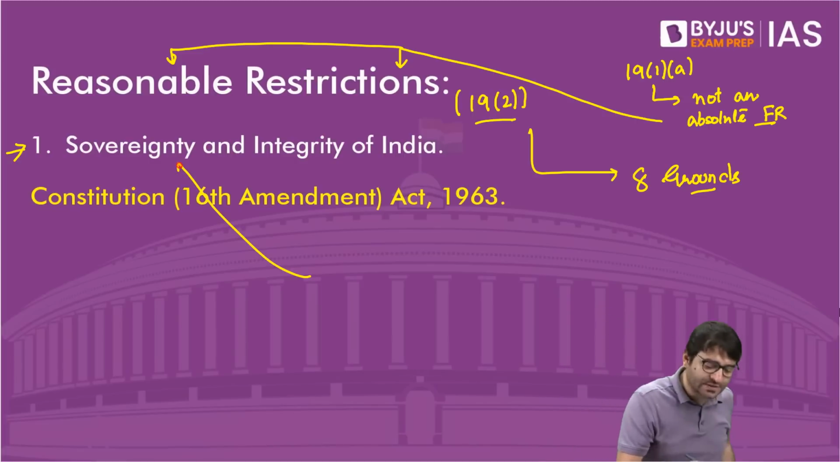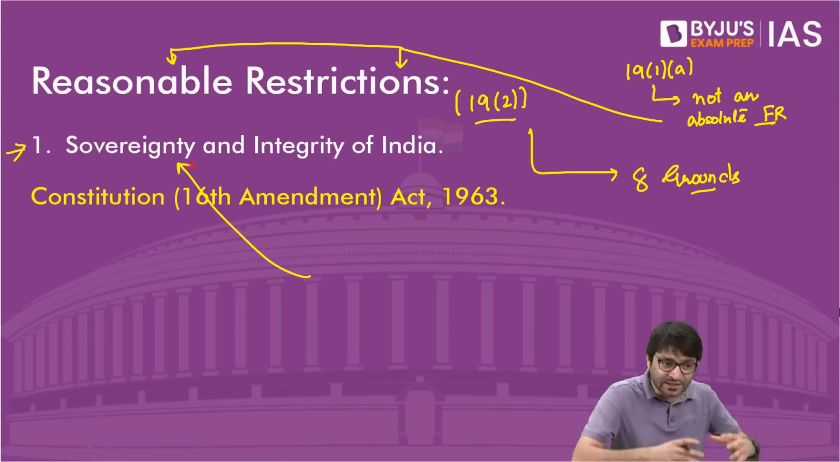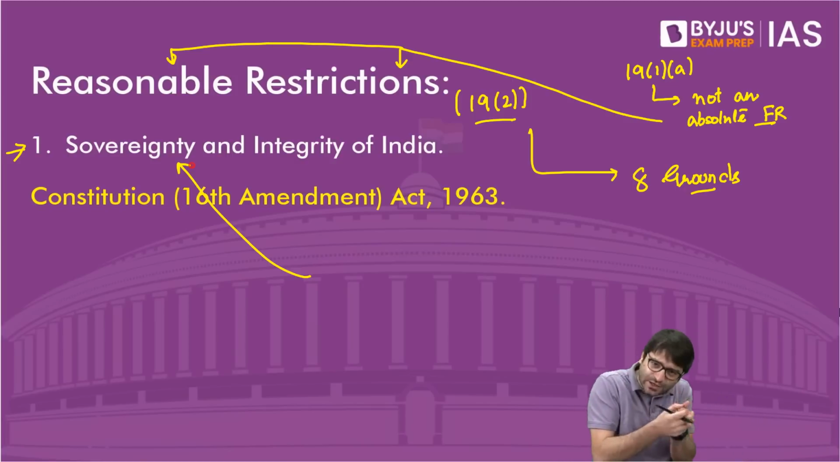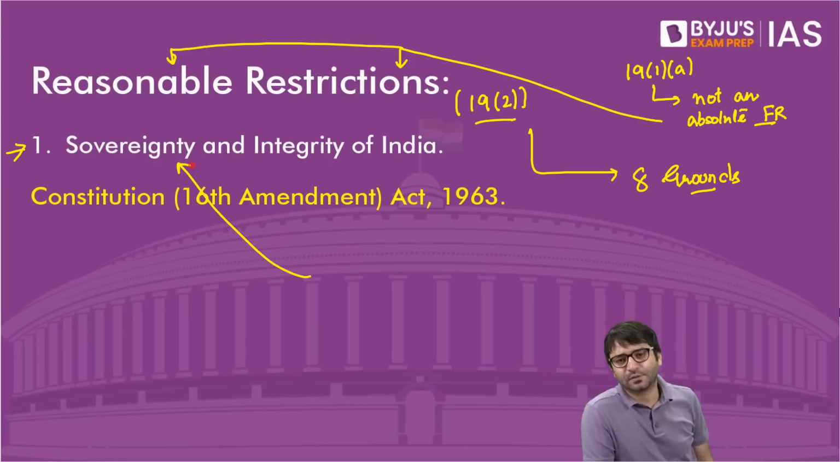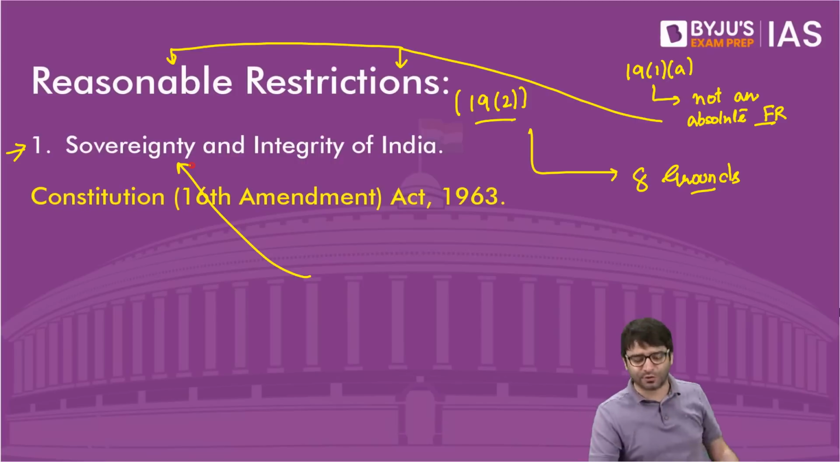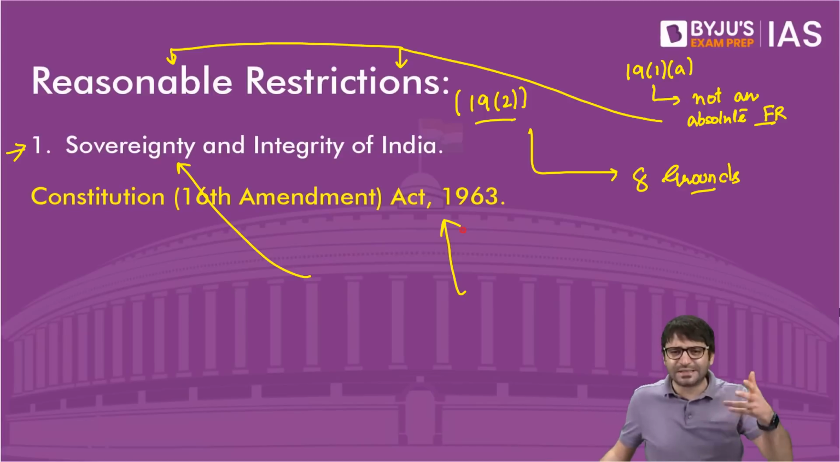And one such restriction is you can't go against the sovereignty and integrity of India. Integrity means the entire territory of India is an integral whole. If you say one part of the territory should come out of the Union of India, this is not your protected free speech. Although this was not the original restriction, it was added to the Constitution by the 16th Constitutional Amendment Act 1963, in the aftermath of the 1962 Indo-China War.